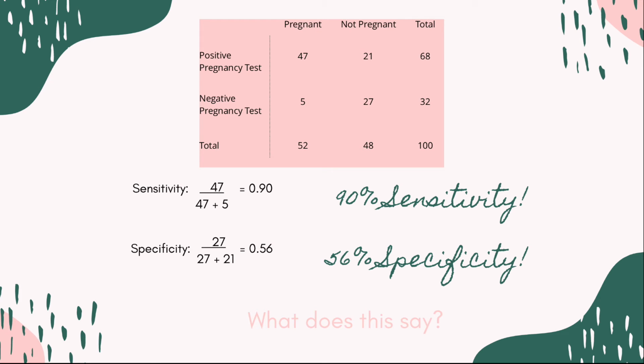Specificity is then found by dividing 27 by 27 plus 21. The 27 is found by negative pregnancy tests and women that are not pregnant, and then divided by 27 plus 21, which is the women that are not pregnant and are found to have positive tests. This calculation gives us 0.56, which means the tests have a 56% specificity.